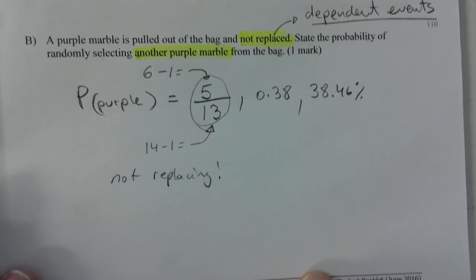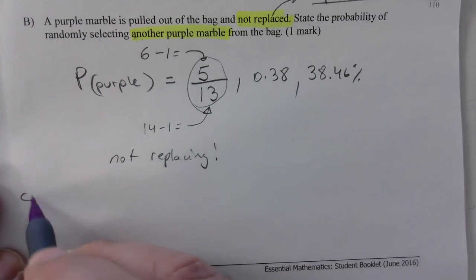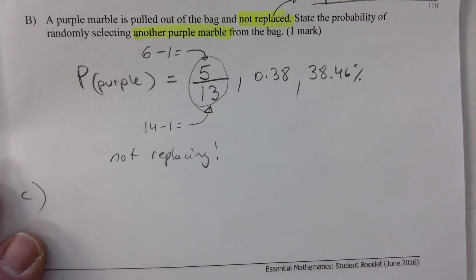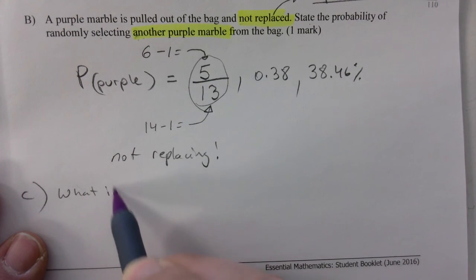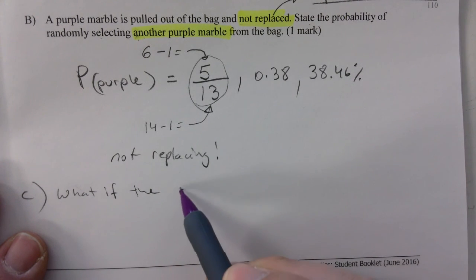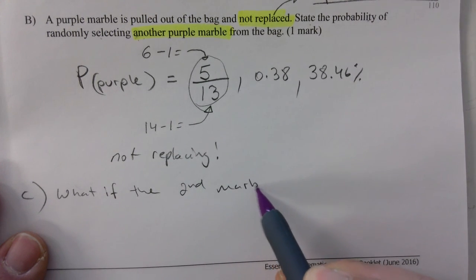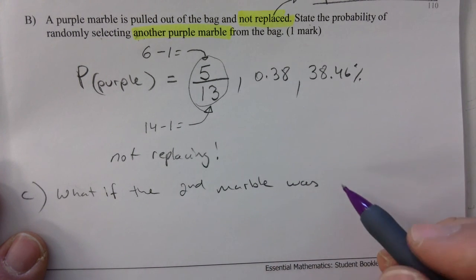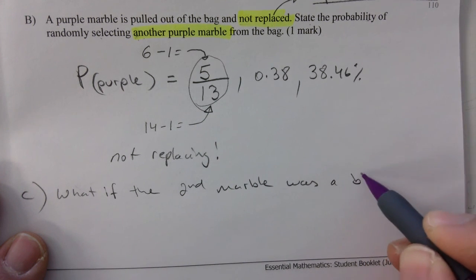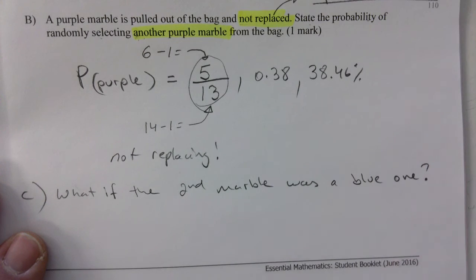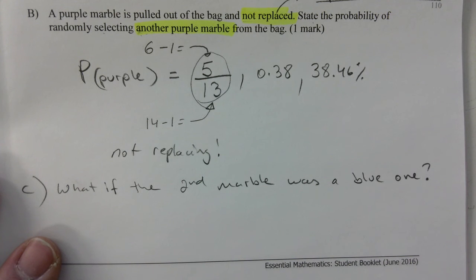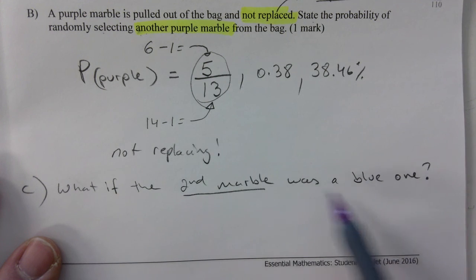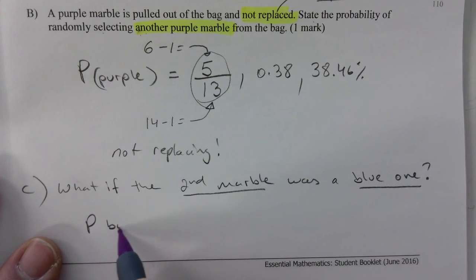What if, can I add a C here if you don't mind? Because it's already set up, I don't need to do much to add a question. What if the second marble was a blue one instead of another purple? You know how it says another purple? What if we took out the first one and it was a purple, and then the second marble was a blue one? Probability of blue.